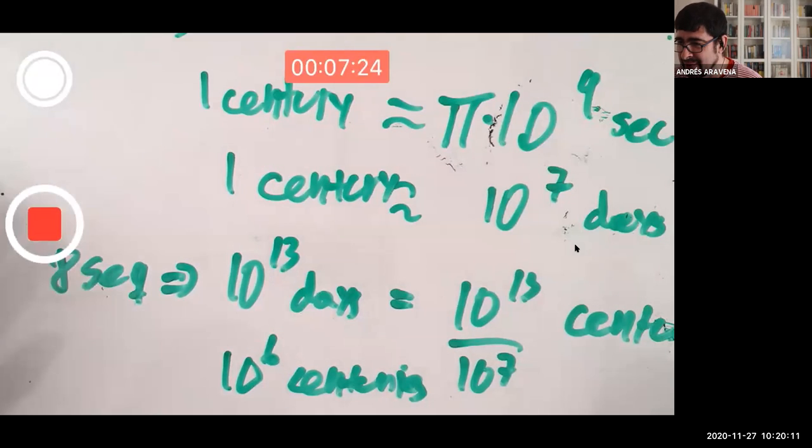So, do you remember the last one? It was 12 sequences, 10 to the power of 30. Well, how many seconds is 10 to the power of 30?